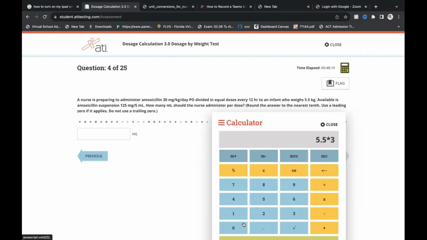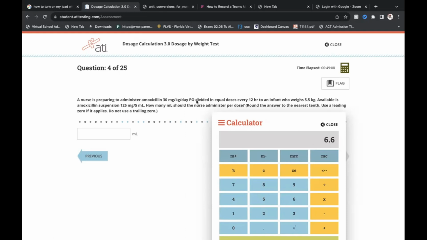5.5 times 30 gives you 165 milligrams. All right, so now the second sentence says the suspension is 125 milligrams in 5 milliliters. So that means you need to find out in this 165 how many 125 milligrams there are, so you can multiply it by 5 milliliters, because each 125 milligrams needs to be dissolved in 5 milliliters. So we're going to take 165 and divide it by 125, and that gets us 1.32, which means we're going to multiply this by 5, and that's going to give us 6.6 milliliters.